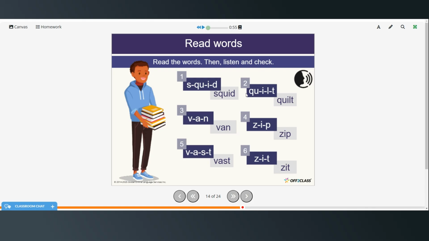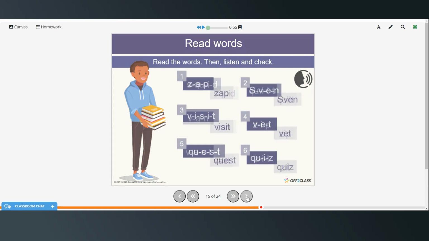They said quit, but the word that is shown here is quilt, so I'll report that to have it corrected. Right, again, try to sound out the words, and then when you're ready, restart the video to check your answers.